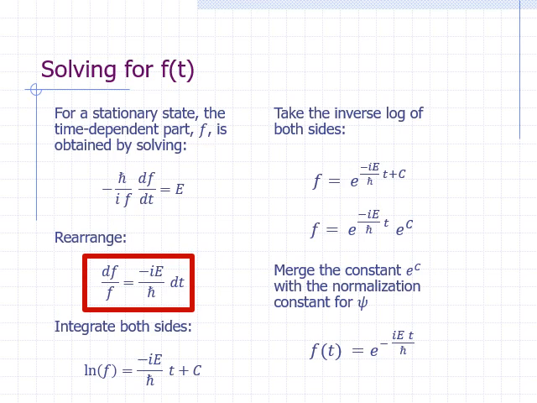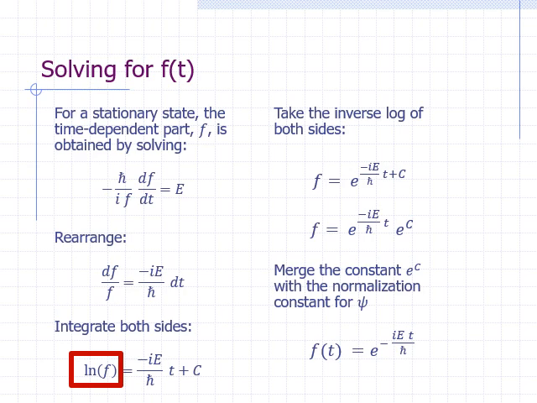Now we can integrate both sides of the equation. Integral of df over f is natural log of f. Integral of minus iE over h bar dt is just minus iE over h bar times t. We combine the integration constants from both sides into just one, shown here as c. Now we take the inverse log of both sides. The left-hand side becomes f, and the right-hand side becomes e raised to the sum of negative iEt over h bar and c.